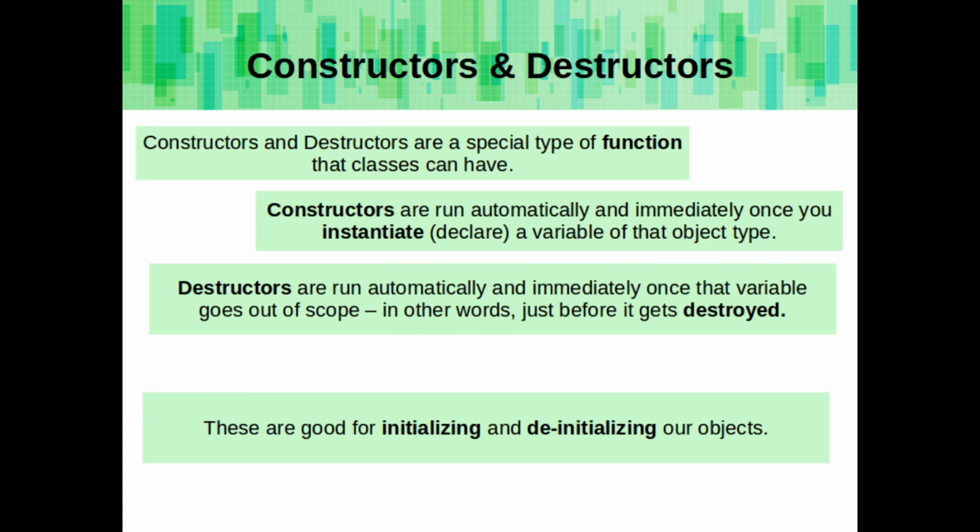Constructors and destructors are a special type of function that classes can have. Constructors are run automatically and immediately once you instantiate, or when you declare, a variable of that object type. Destructors are run automatically and immediately once that variable goes out of scope, so in other words, once it becomes destroyed. These are good for initializing and deinitializing our objects and their internal members.